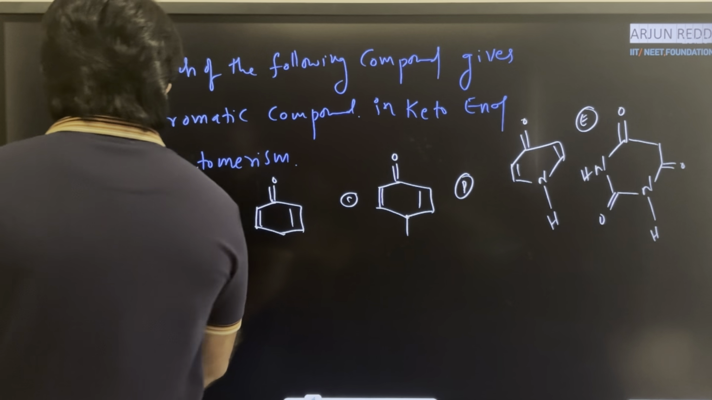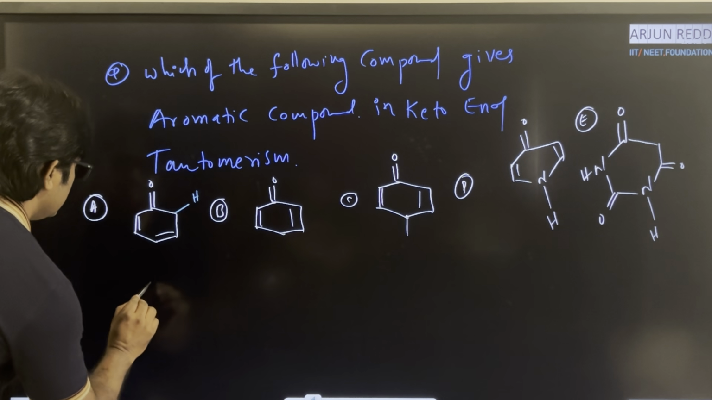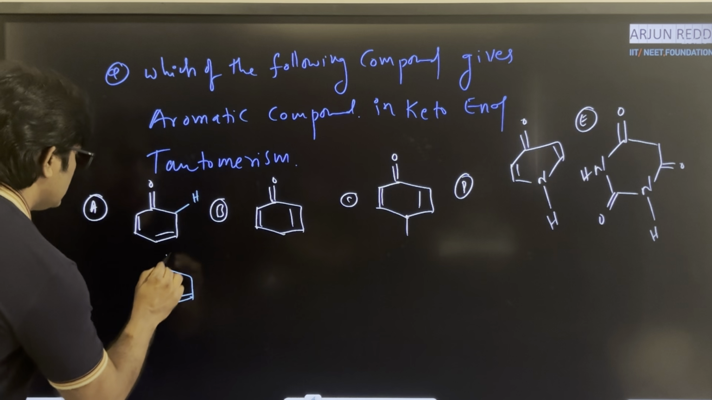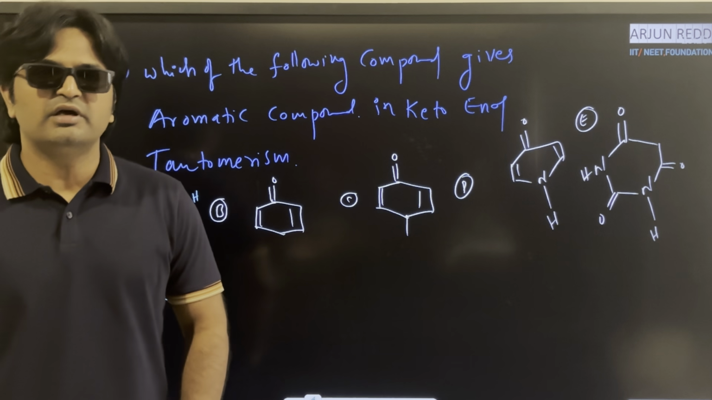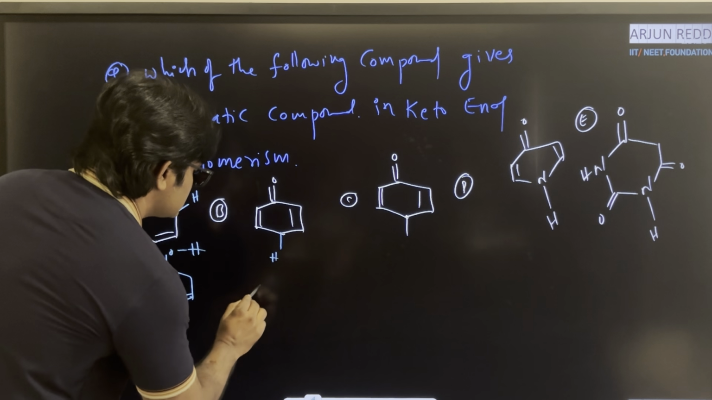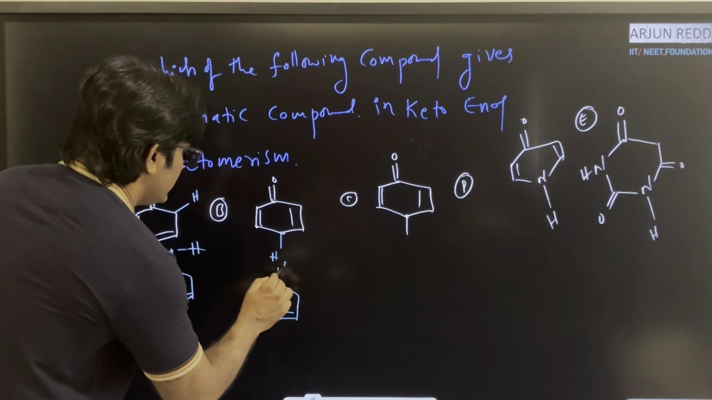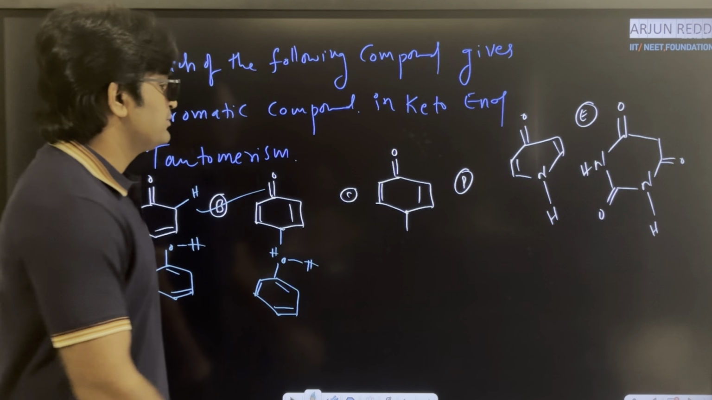Now come to this first one. If you are using the proton from this carbon atom, you can write the enol form like this: pi bond, pi bond, pi bond, OH. Is it an aromatic compound? Yes, that is an aromatic compound. Even from here also, by applying tautomerism, you will get this compound, pi pi pi OH, aromatic compound. Again, this is also a correct option.